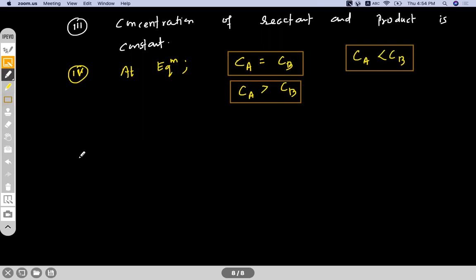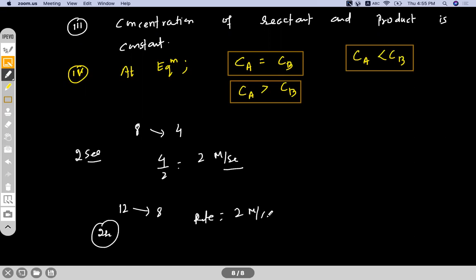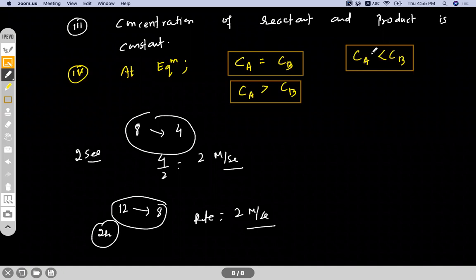Suppose in 2 seconds, if I take this example, the concentration is changing from 8 to 4. So what is the rate here? It is the difference, 4, divided by 2. It is 2 molar per second, can we say the rate? Yes. So we can have this value 2 for any concentration. Like if it is changing from 12 to 8 in 2 seconds, then also the rate is 2 molar per second only. It means at 2 different concentrations for a given time, we can have the same rate, right? It means that we do not have a specific condition for concentration. We can have any of the 3 conditions possible. Is it clear? Did you understand this?